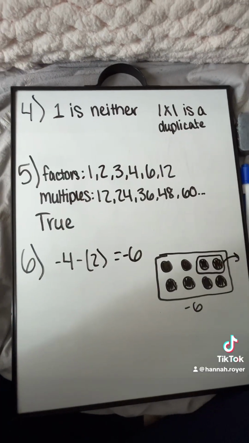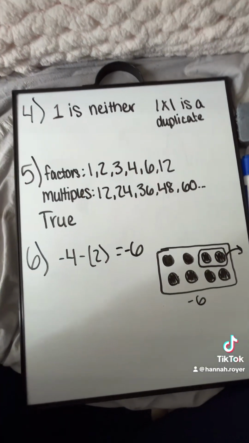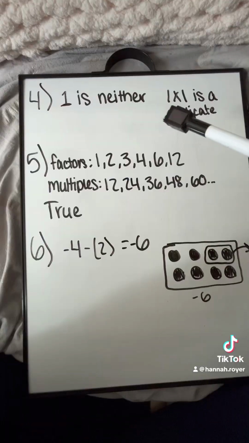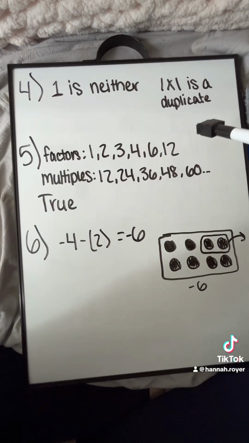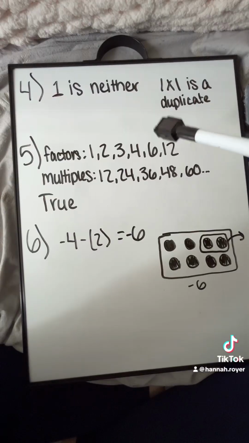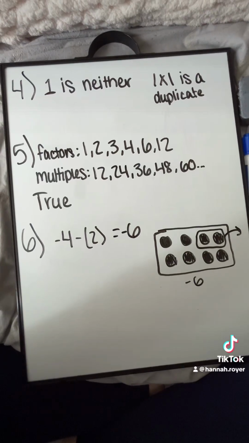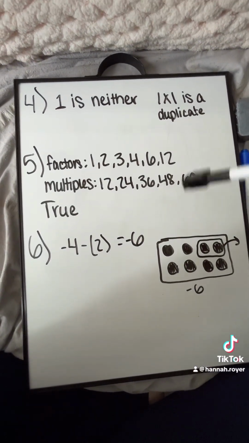So it would be 40 minutes. For number 4, I said 1 is neither prime nor composite, because multiplying 1 times 1 gives only one factor since it's a duplicate, and duplicates only count as one factor.